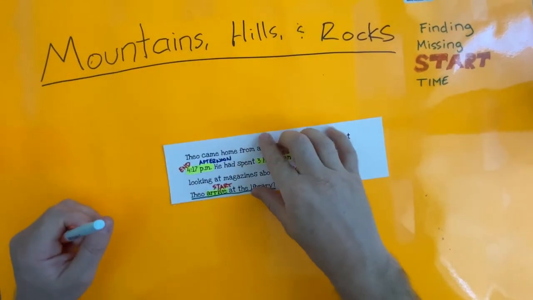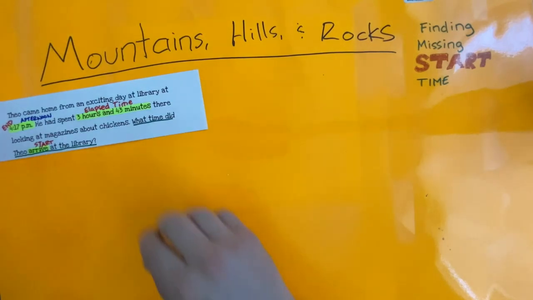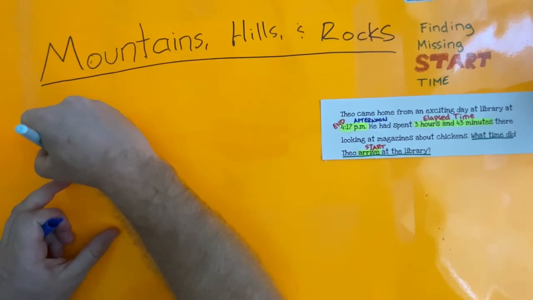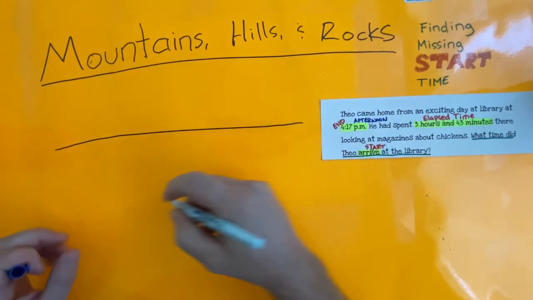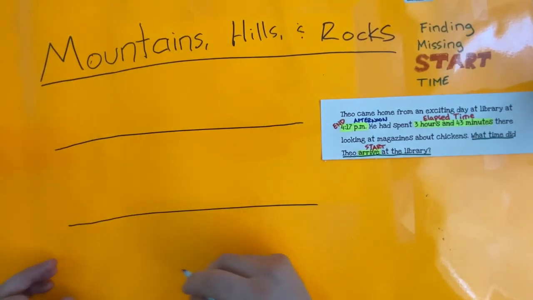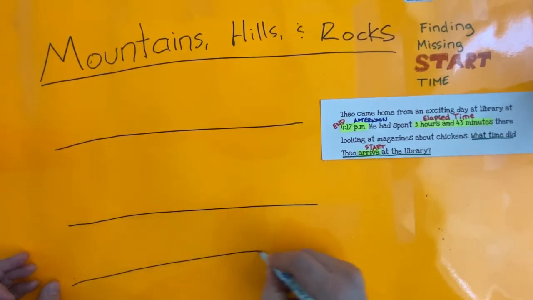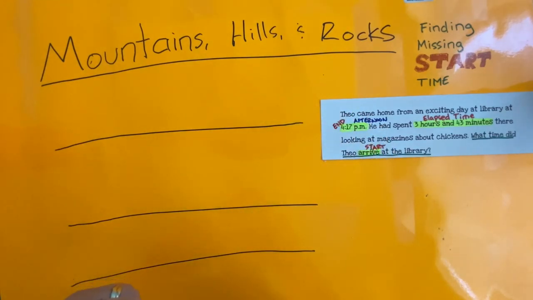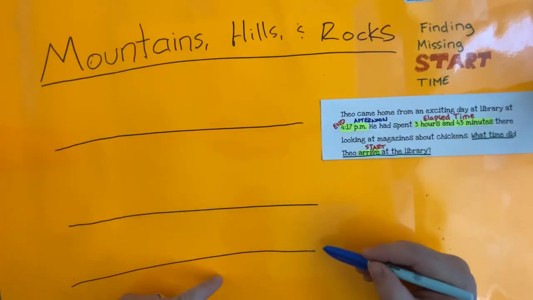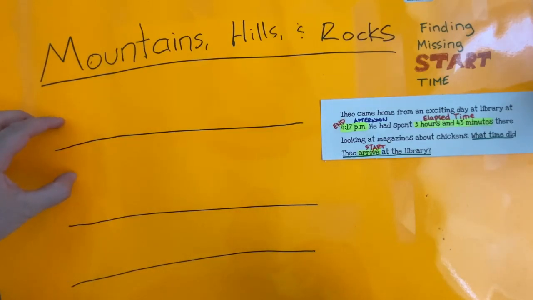First thing we need to do is write out our 3 number lines. One number line is going to represent our mountains, which will be our hours. One number line is going to represent our hills, which is worth 10 minutes. And our last number line is going to represent our rocks, which is single minutes. Now, since we're looking for a start time, we're going to start at the end of the number line and work our way backwards to find our start time.